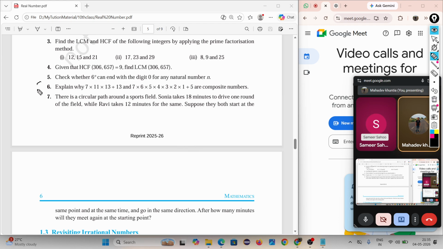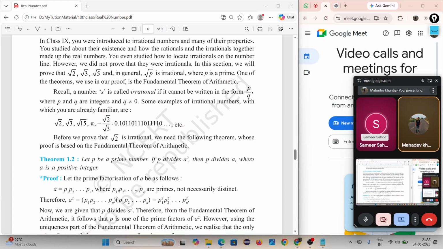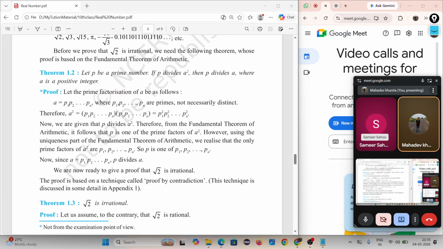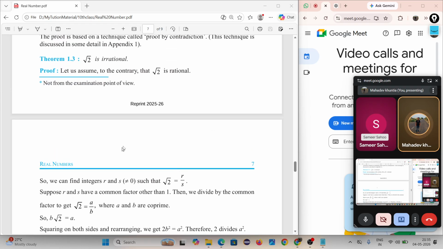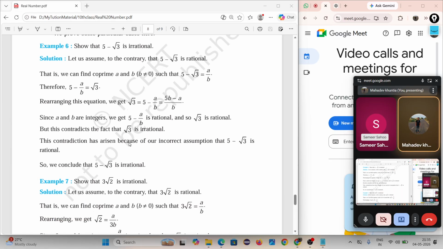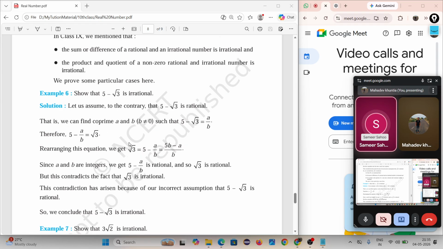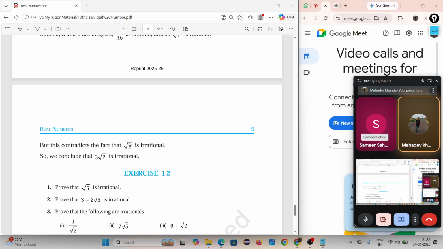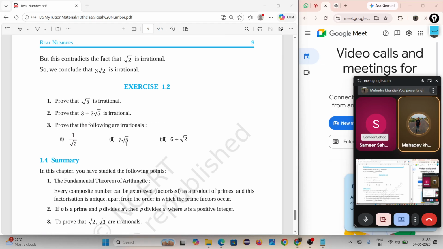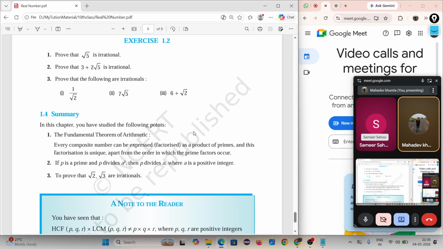Then try these two questions. If you are unable, then tomorrow we will do. Then revisiting irrational numbers, in which we prove why root 2 is an irrational number. Then we are proving why these numbers are irrational. Then we complete this chapter.